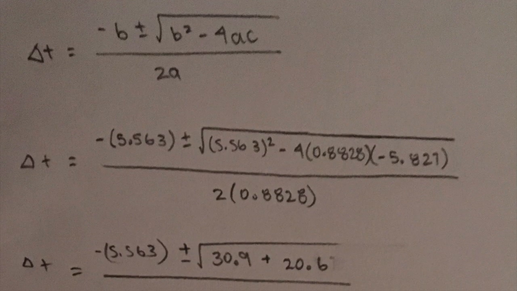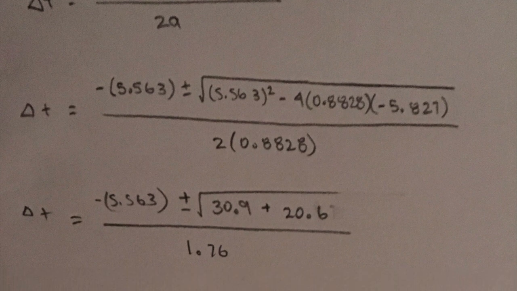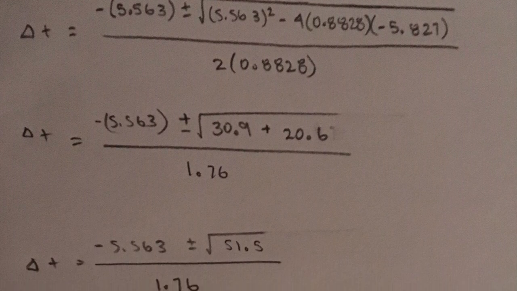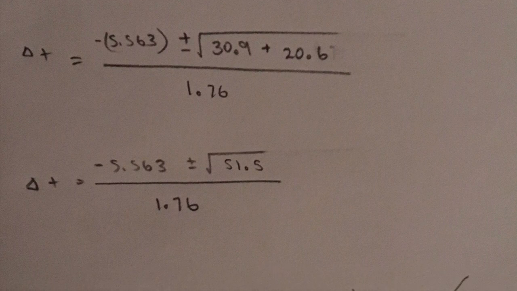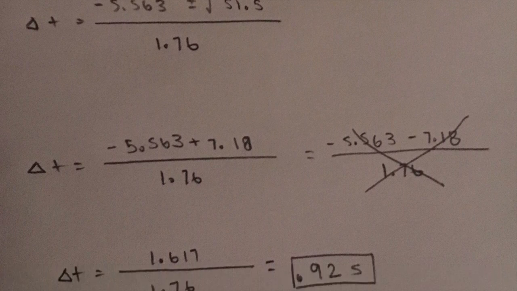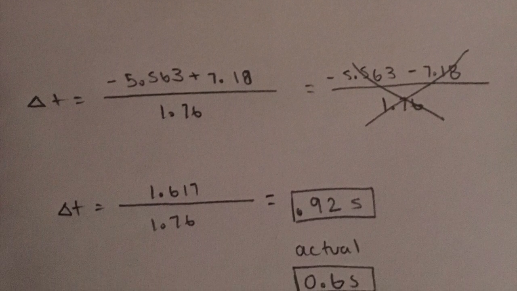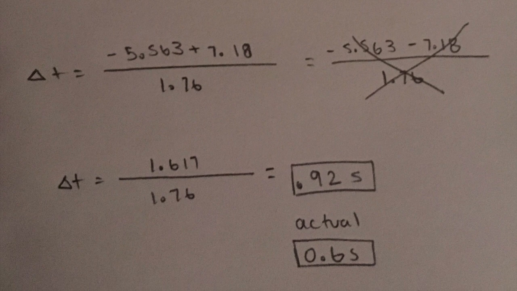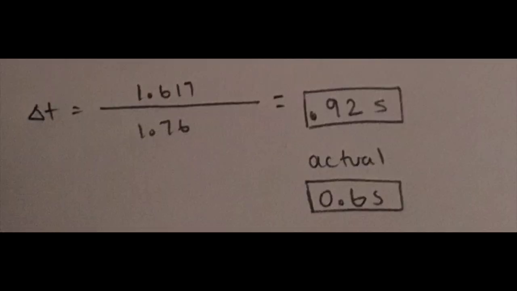Using the numbers from Logger Pro, I plugged them into the quadratic formula to find the change in time. Calculations say 0.92 seconds, but when recording it, it says 0.6 seconds. These results do make sense because due to error, it should slow down the action. The actual time would be the lowest.